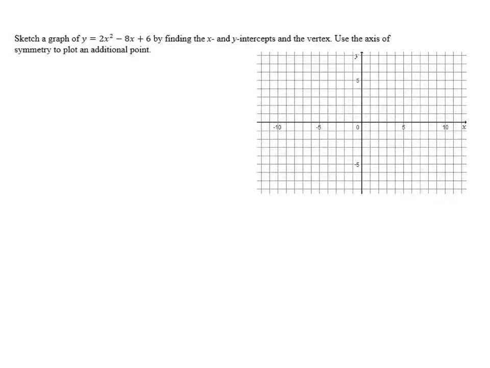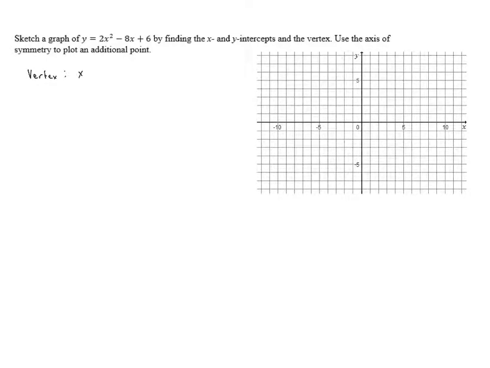Sketch a graph of y equals 2x squared minus 8x plus 6 by finding the x and y intercepts and the vertex. Use the axis of symmetry to plot an additional point. We're actually going to start with the vertex with all of these problems. That's the thing that we've learned most recently, and so I want to go there first, and then afterwards we'll deal with the intercepts. So let's start with the vertex.